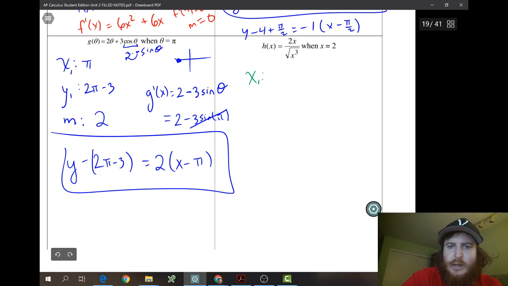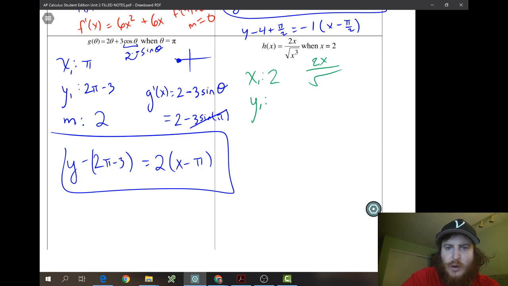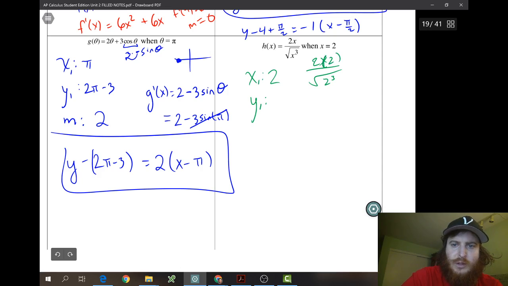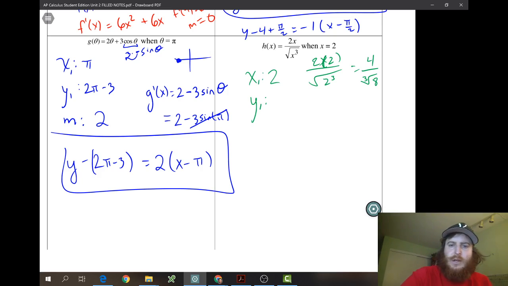So x1 is 2. For y1 we plug in 2x over the square root of x cubed. 2 times 2, we're plugging in 2. So we get 4 over the cube root of 8. And that's okay. We're just going to write our answer just like that. So 4 over the cube root of 8. And for m, we need to rewrite this.